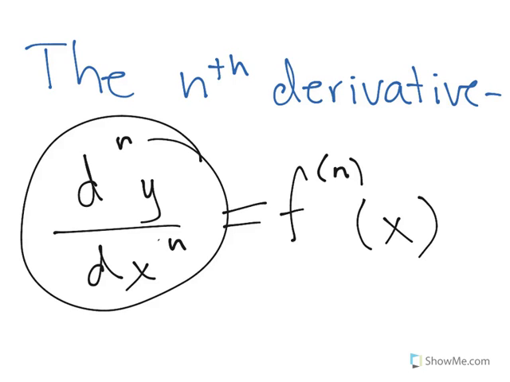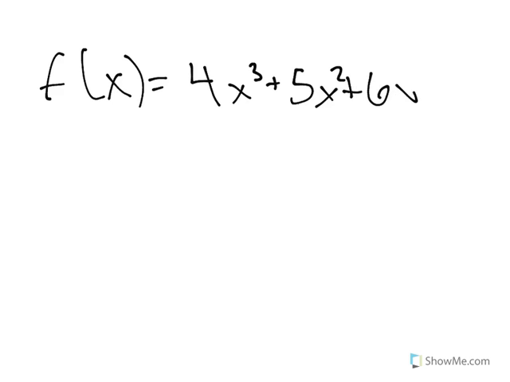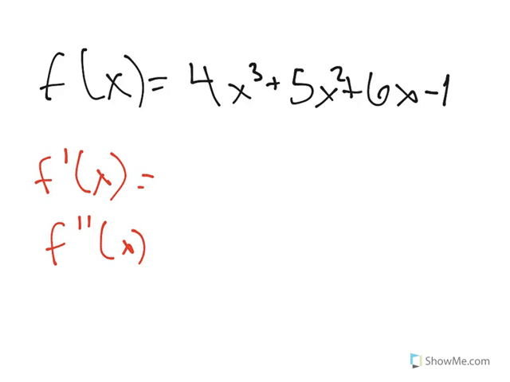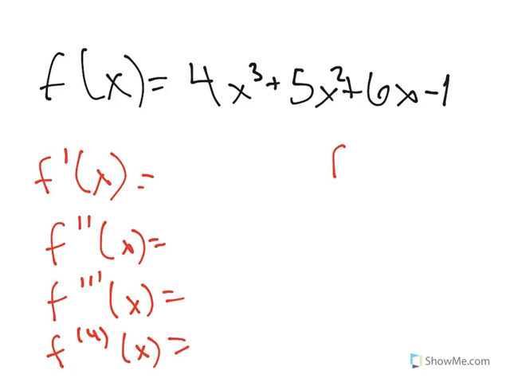And let's work on an example. So let's say you had f of x is equal to 4x cubed plus 5x squared plus 6x minus 1, and you wanted to get the following derivatives. So you wanted to get the first derivative, the second derivative, the third derivative, the fourth derivative, and the nth derivative, knowing that n is greater than 4.